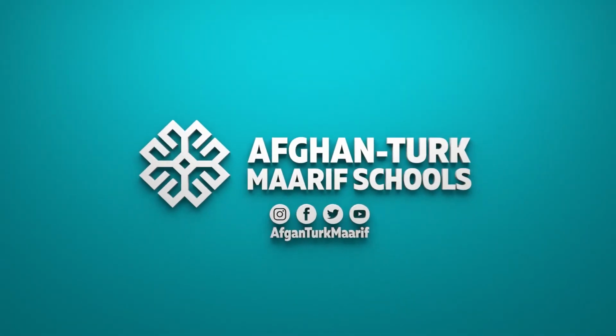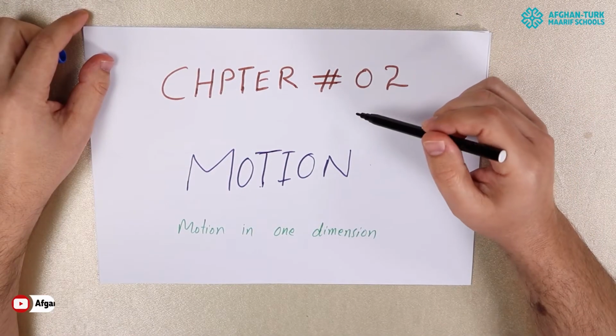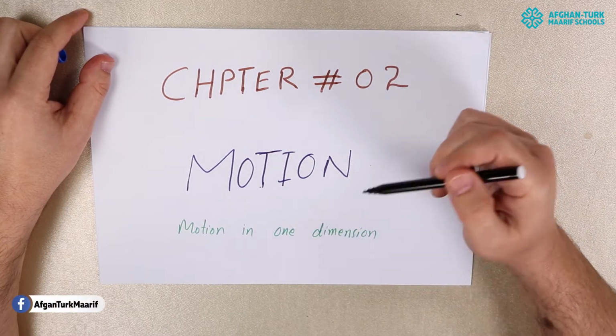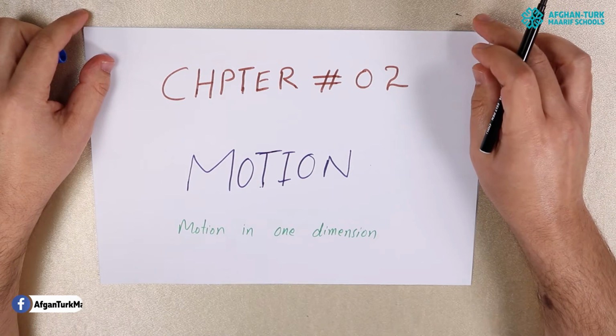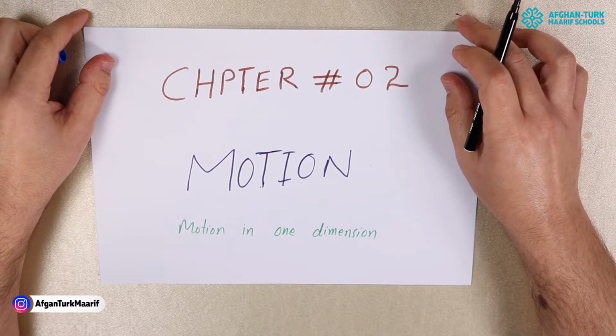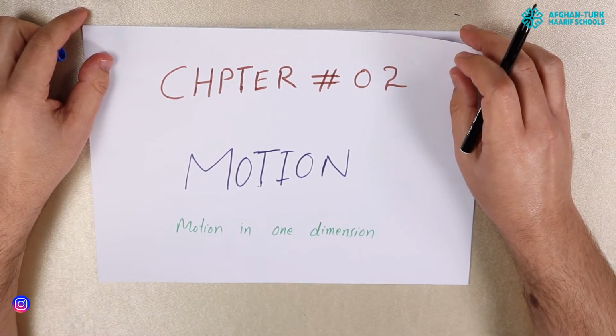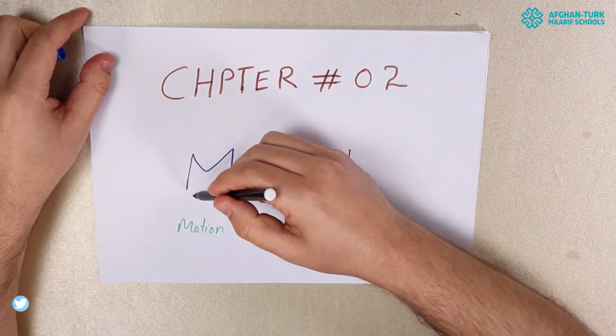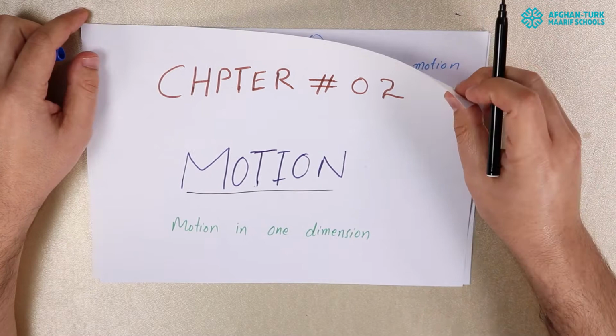Okay, dear student, today we are going to start the new chapter, chapter number 2, motion in one dimension. So first we are going to discuss the definition of motion, like what is motion.